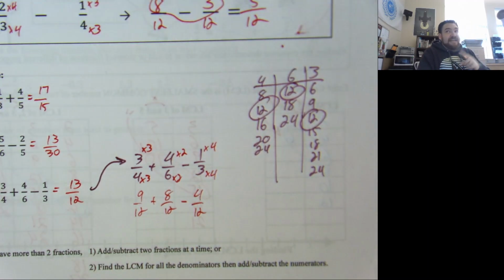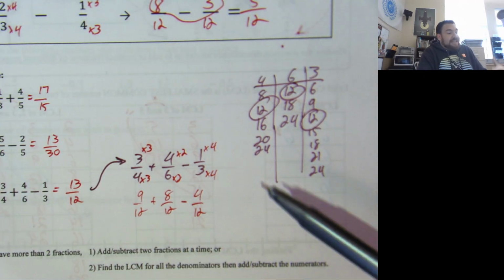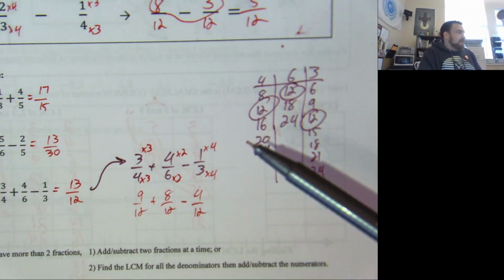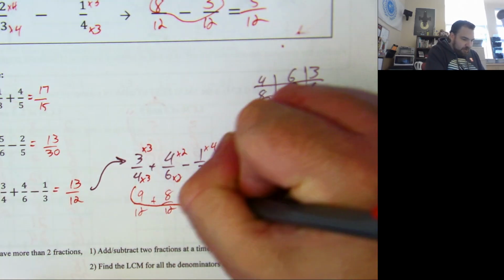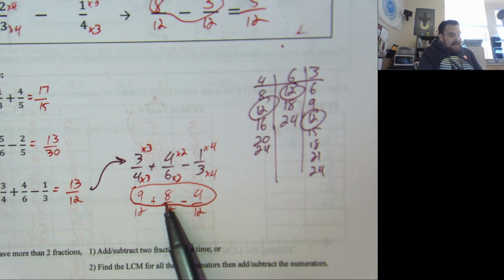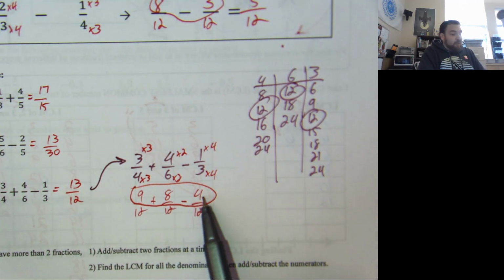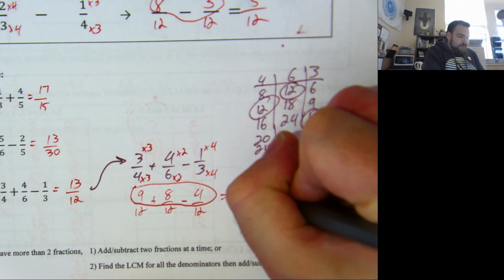And the mistake that I saw a whole bunch of you make was not at this stage, it was that you didn't read the rest of the question, you just added across the top. I mean, you did the hard part, right? And so that's great. We just need to read the question. We're going to do 9 plus 8 is 17 minus 4 is going to give us that 13 over 12.